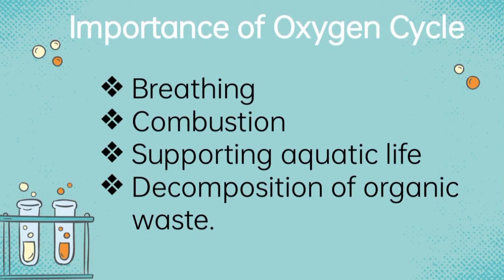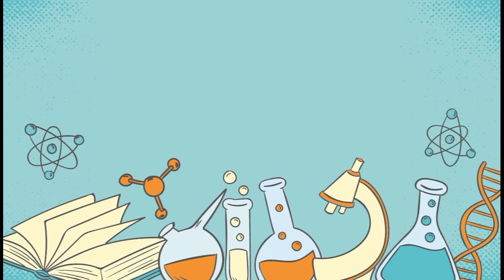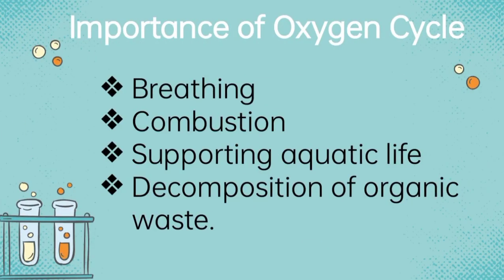Before we are going to end this lesson, I'd like to share with you also the importance of the oxygen cycle. As we all know, oxygen is the most essential component of the Earth's atmosphere. It is mainly required for breathing, combustion, supporting aquatic life, and also decomposition of organic waste. Oxygen is an important element required for life. However, it can be toxic to some anaerobic bacteria, especially obligate anaerobes.